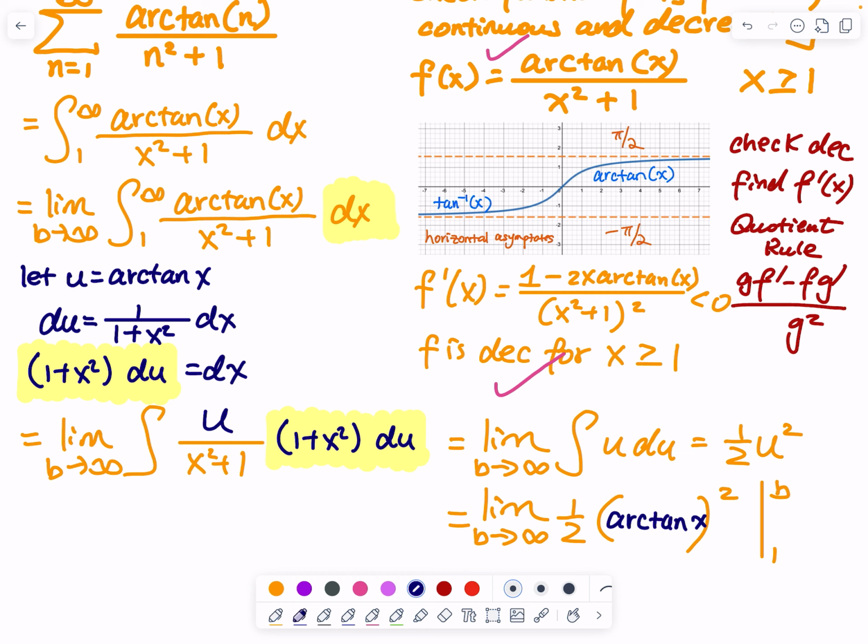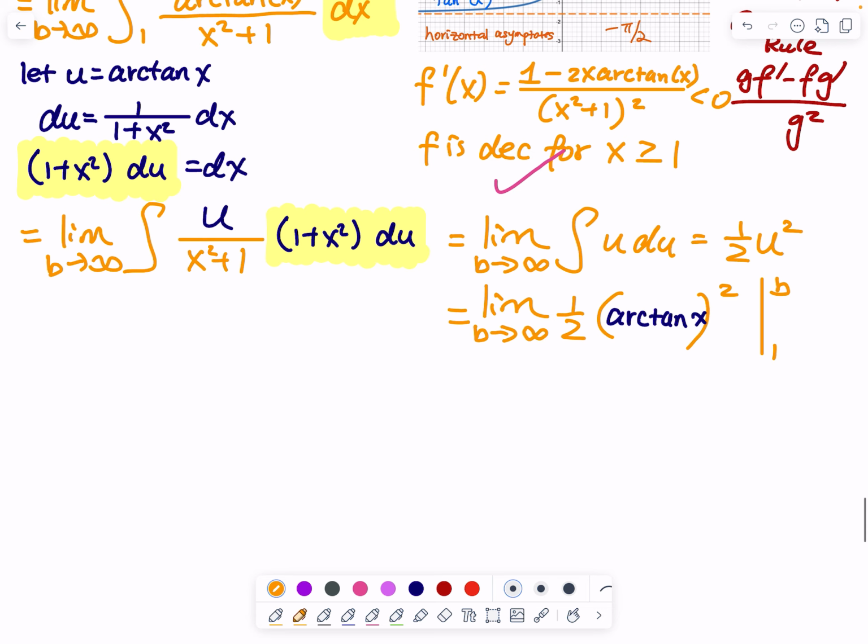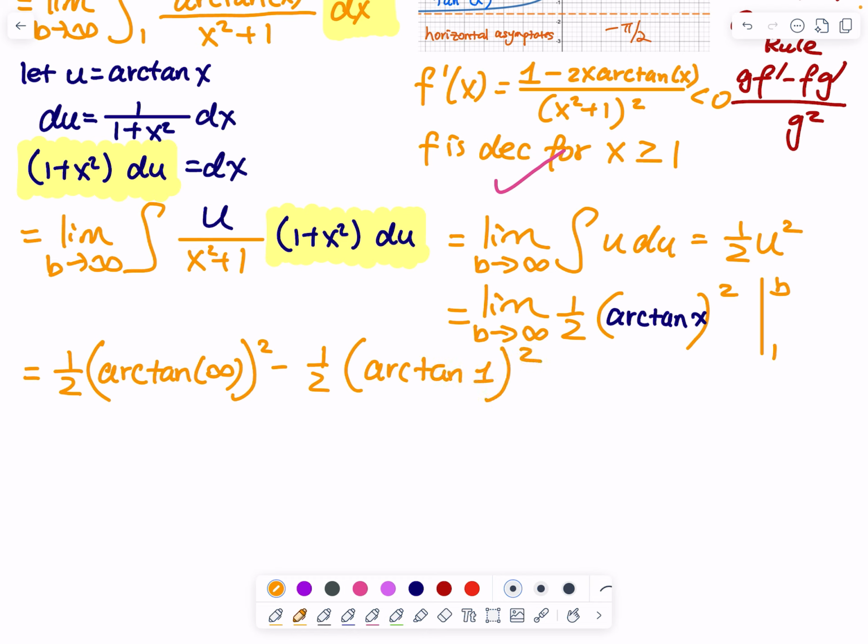All right, let's plug in b, plug in 1. b is infinity. What happens when you plug in infinity? You have 1/2 arctangent of infinity, and there is a square, minus 1/2 arctangent of 1, and then there is a square.